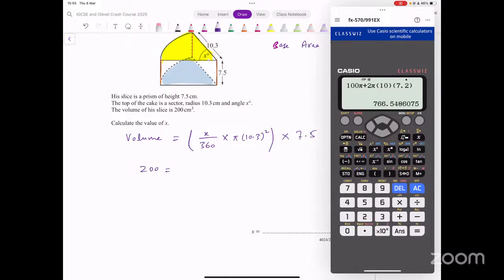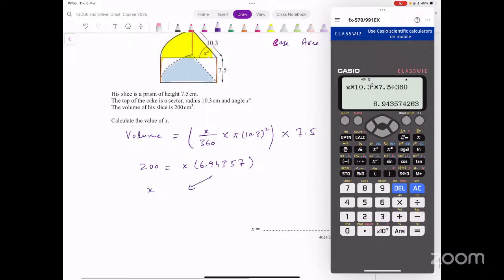On the right side, if I simplify this, it becomes x times pi into 10.3 squared times 7.5, the whole divided by 360, right? The right side is 6.94357. I'm writing more decimals because this is not the final answer, so we should use more accuracy there. This is what we get on the right side.